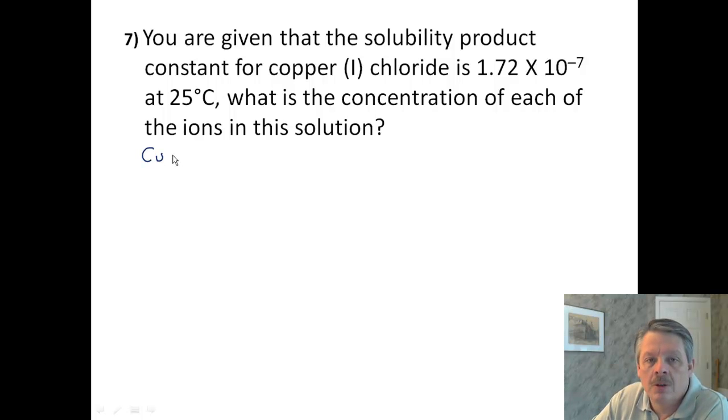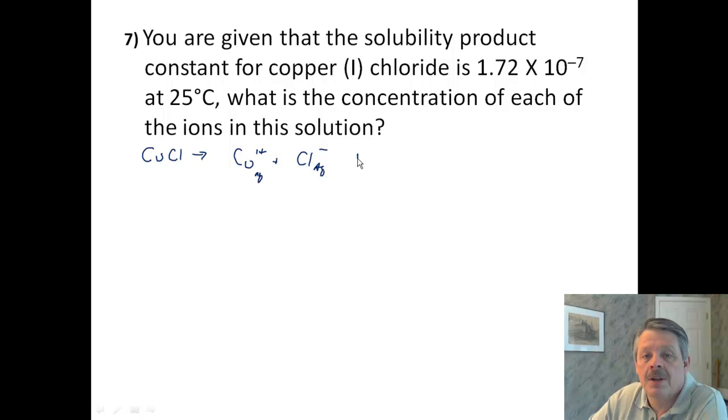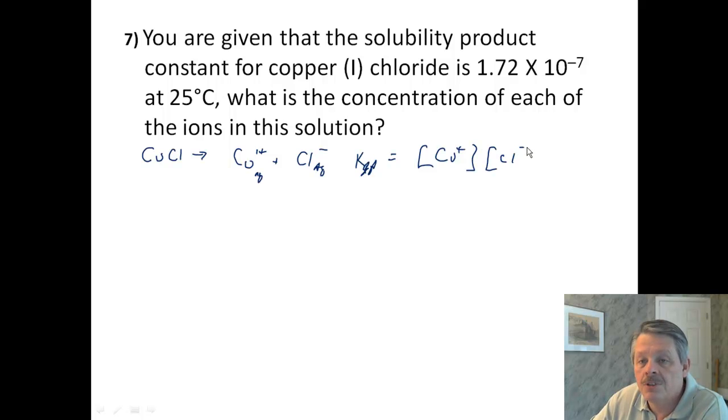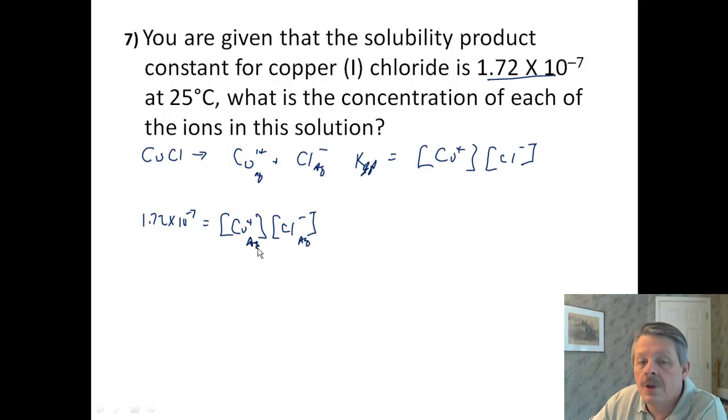It's copper(I) chloride, so that's CuCl, which is going to become Cu+ and Cl-. Those are both aqueous. Right? So my Ksp is going to be the concentration of the copper ion times the concentration of the chloride ion. And I know what my Ksp is. So if 1.72 times 10 to the -7th is equal to the concentration of Cu+ times the concentration of chloride, okay, so what does that tell me?